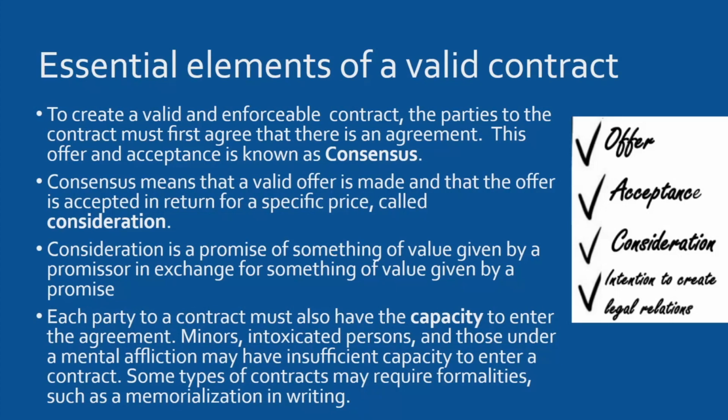So consideration is a promise of something of value given by the promisor in exchange for something of value given by the promisee. Each party to the contract must also have the capacity to enter into an agreement. So minors, intoxicated persons, and those under mental affliction may have insufficient capacity to enter a contract. Some types of contracts may require formalities such as memorializing in writing. The Statute of Frauds says, for example, that the sale of property or land needs to be in writing. So these are the key elements for a contract to happen, and we need to be aware of these.